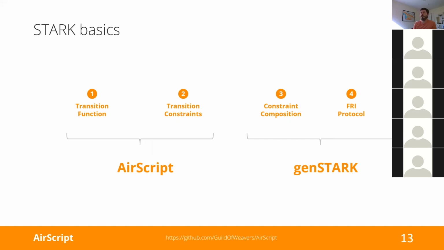And the way I think about them, at least in the libraries that I work with, is that AirScript is used to handle the first two steps. This is what you use to describe the computation, as well as what you use to generate the execution trace and the constraint evaluations. And then GenSTARK is a library that picks up what AirScript generates and applies the other stuff to generate the STARK proof.